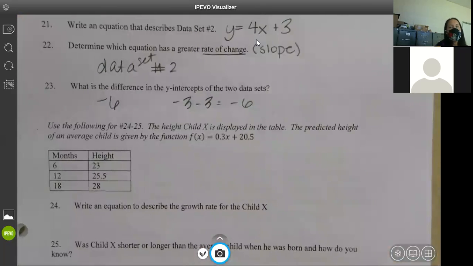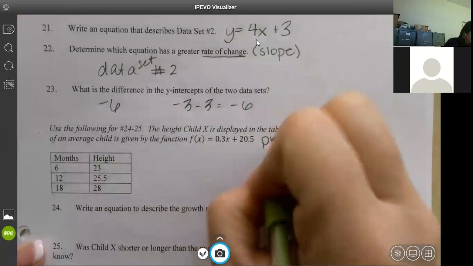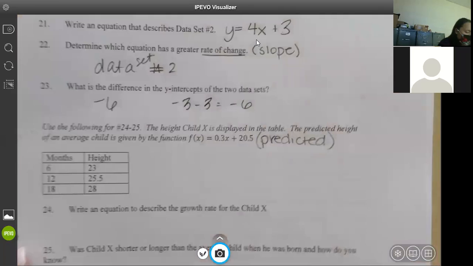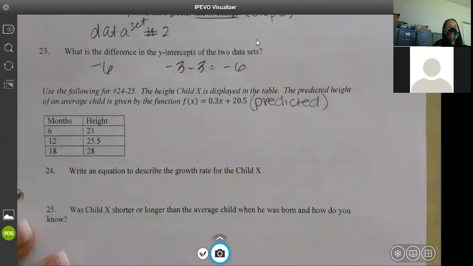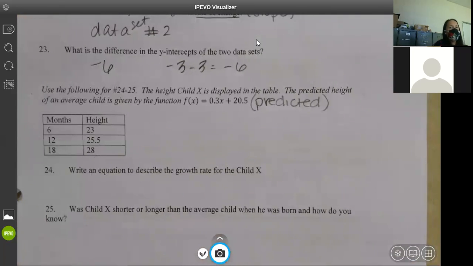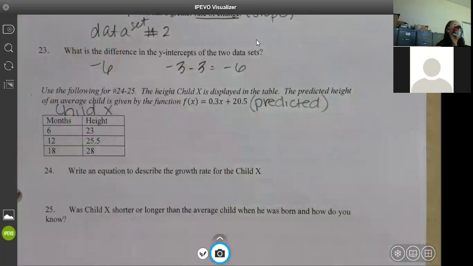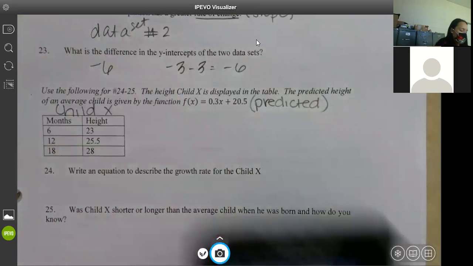Use the following for child X as displayed in the table. This is almost the exact question that you're going to see tomorrow. The predicted height of an average child is given by the function. So this is the predicted. And then this chart is child X. Okay. So we're going to go ahead and make our equation.